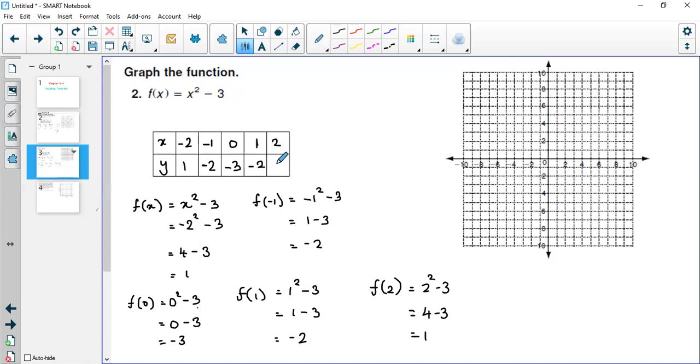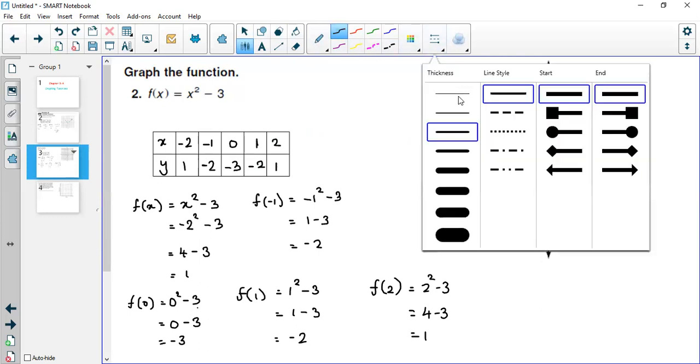So now that we have the points, let's start graphing. So to graph, we have negative 2 and 1. So when x is negative 2, y is 1. So not negative 1, y is going to be 1. That's up here. Then when x is negative 1, y is negative 2. That's here. And when x is 0, y is negative 3. That point is here. Then when x is 1, y is negative 2. Again, see, as I told you, the points get repeated. So x is 2, y is 1. That's here.